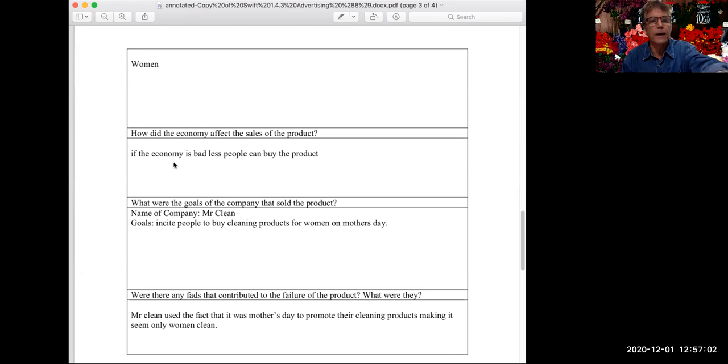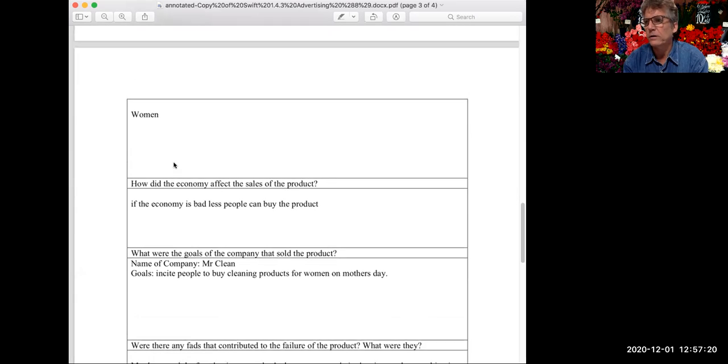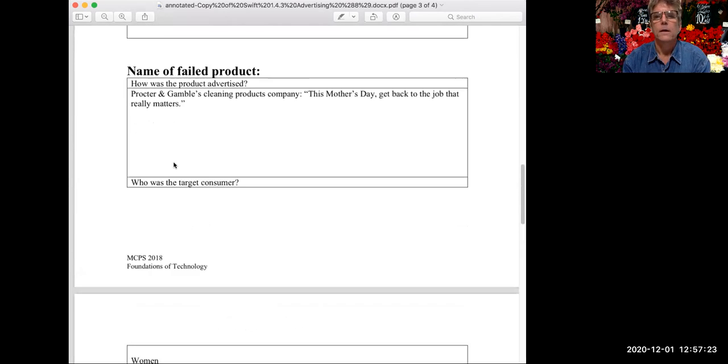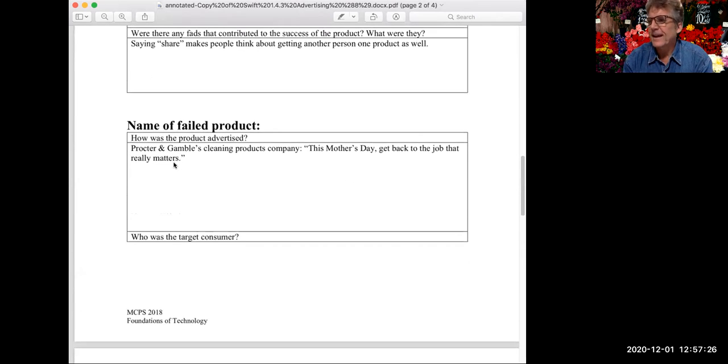Okay, so now we get the company is not Mr. Clean. The company is actually Procter & Gamble. The product is Mr. Clean. Everybody know what Mr. Clean is? It's floor washing detergent. Okay, so I have a question for the ladies in the room. If a company came out with an ad campaign that says, this Mother's Day, get back to the job that really matters, and showed you detergent for scrubbing floors, how would that make you feel?